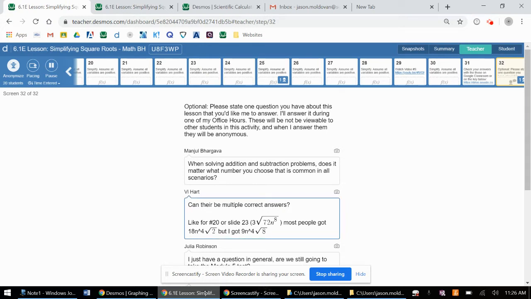So this answer, 9 n to the fourth square root of 8, is not fully simplified because 8, as small as it is, does simplify further. And if this were to be simplified more, it would turn into this answer. So if you're going through and scoring this, this means that this is partially correct. And you want the fully simplified answer. There is only one correct answer for these.